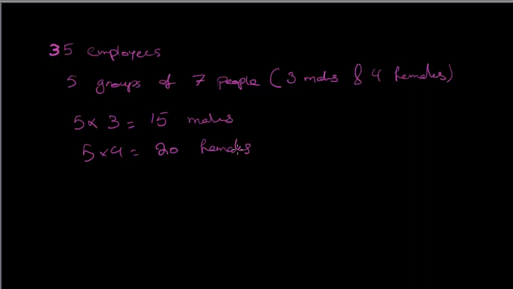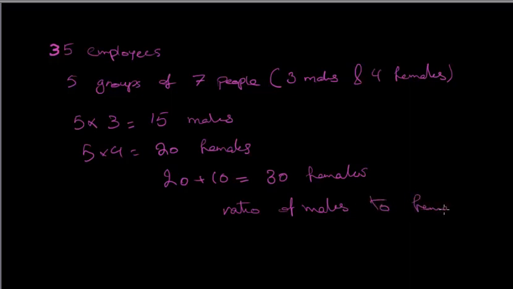Now, we can do it in our head and say that to have the ratio of 1 to 2, we need to add 10 more females to the office. So if we add 20 with 10, we'll have 30 females. And then the ratio of males to females would be 1 to 2. Let me clear the board first and then we can do another example.